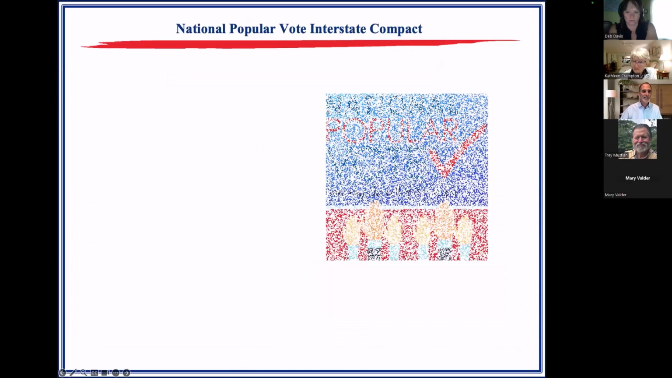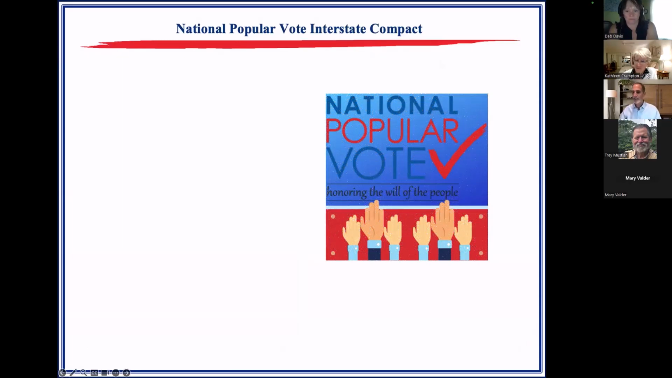So the question is, how do we fix it? How do we avoid no candidate receiving 270 votes? How do we stop a system where presidential elections are determined by less than 0.5% of the voters in 1 to 3 states? The answer is the national popular vote.